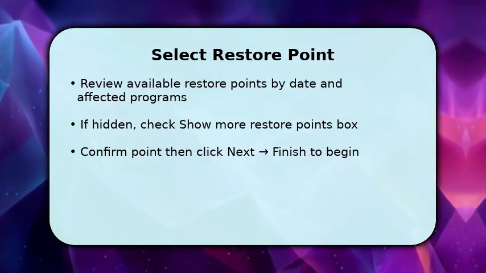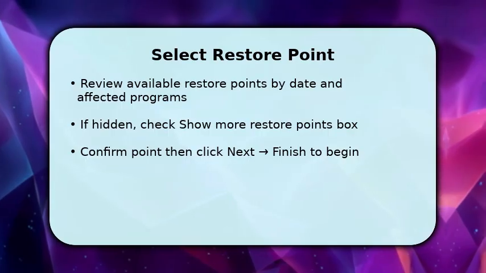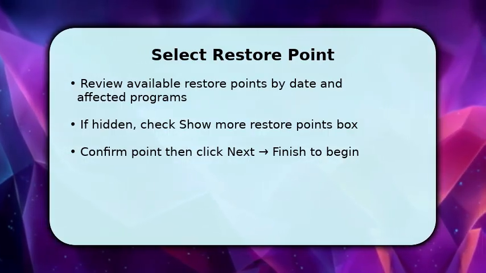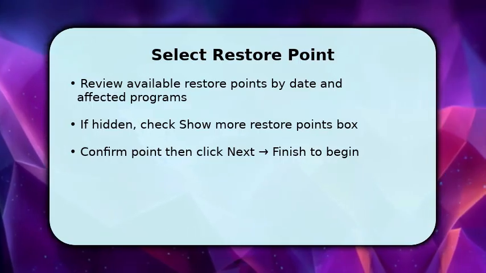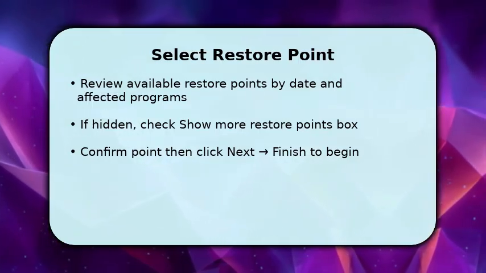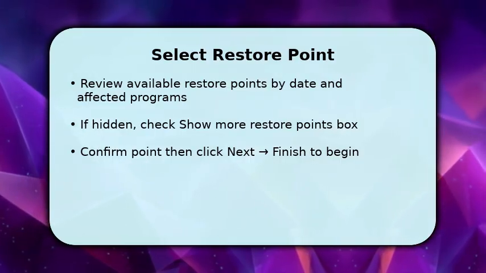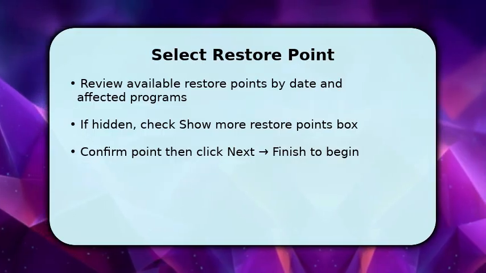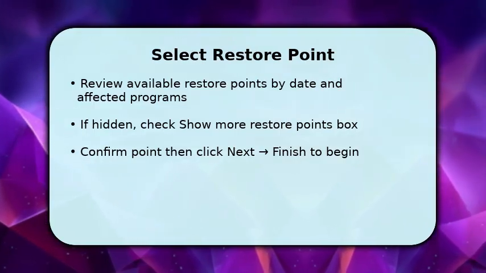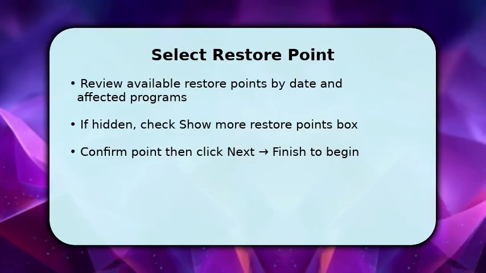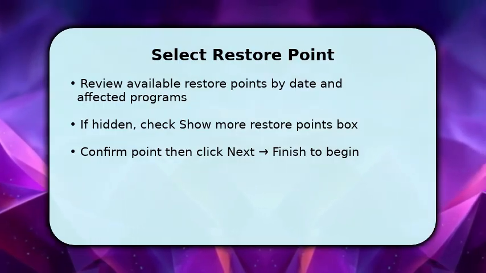If you don't see enough options, check Show More Restore Points to reveal older snapshots. Once you select the point, click Next and then Finish. System Restore will warn you the process cannot be interrupted. Make sure any external drives are connected, and that power is stable because the tool reverts system files and registry entries to that exact moment.